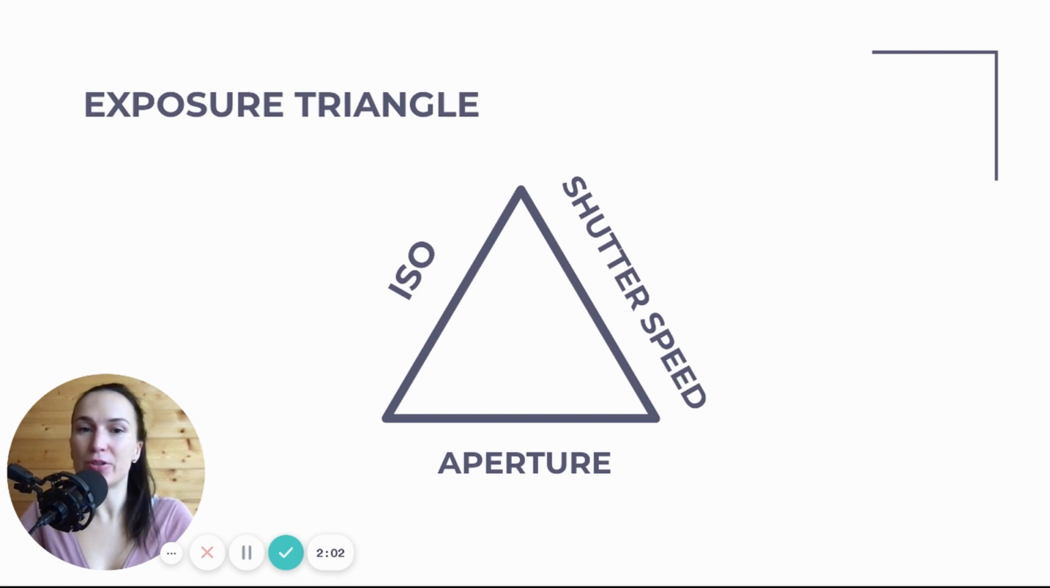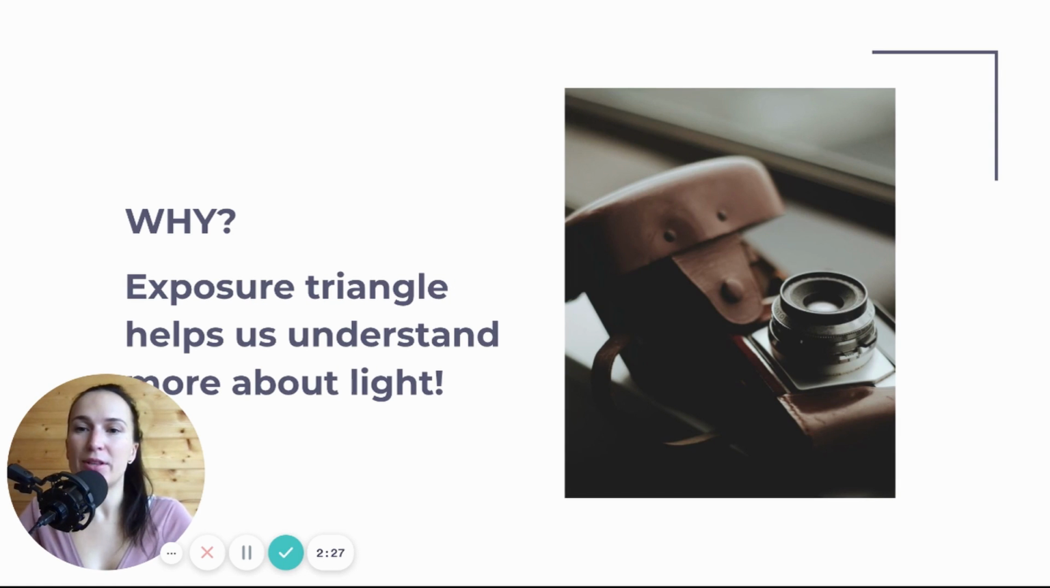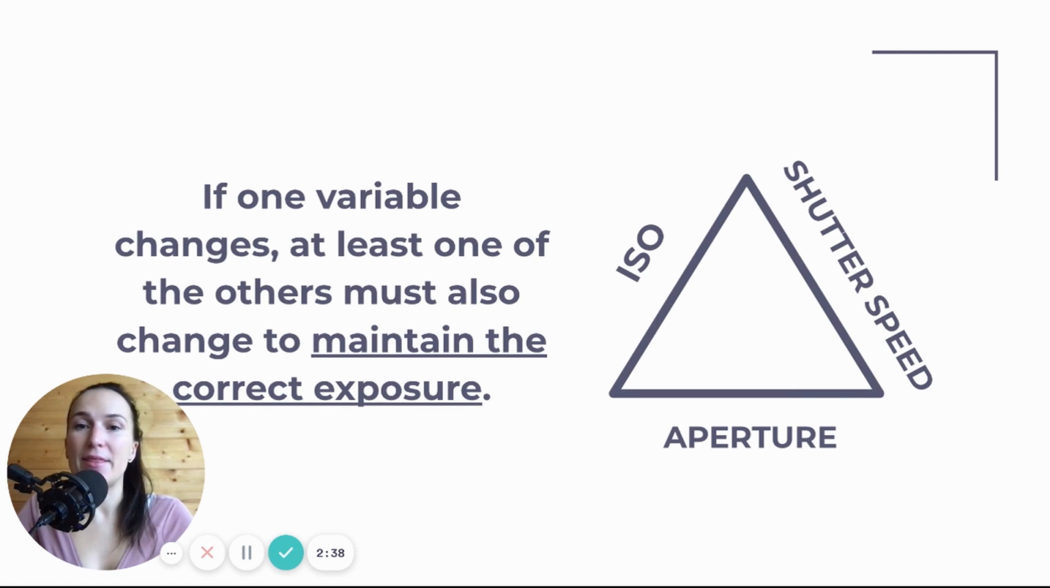So we already talked about ISO, shutter speed, and aperture in our previous lessons, but these three together are the exposure triangle. So to get the correct exposure, you need to have a good combination of aperture, shutter speed, and ISO, and these three are the photographic triangle. And why should we understand the exposure triangle? The exposure triangle helps us understand more about light. And this is one of the main things here.